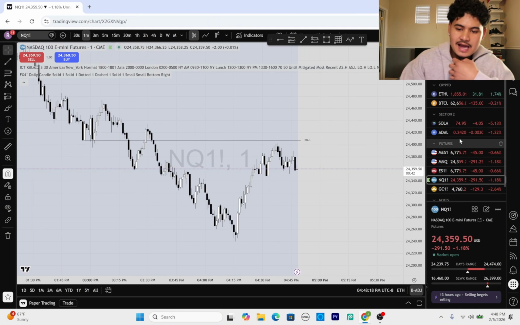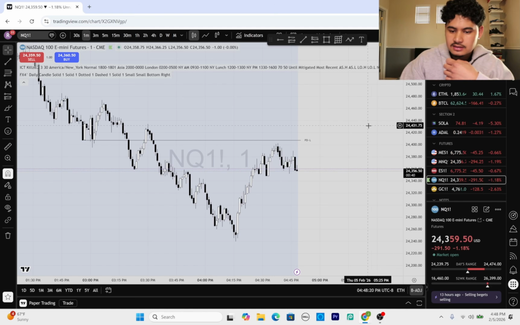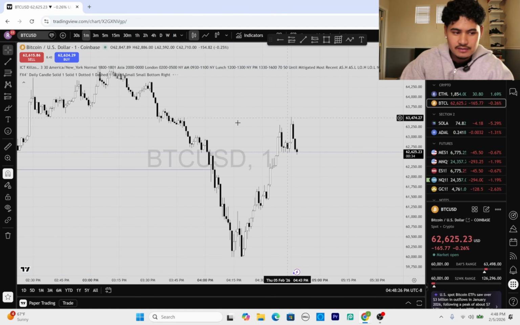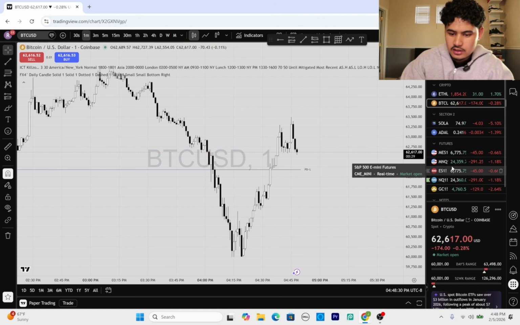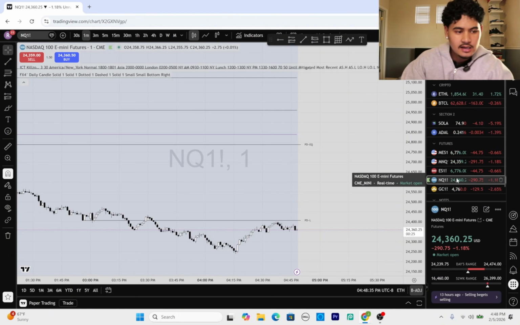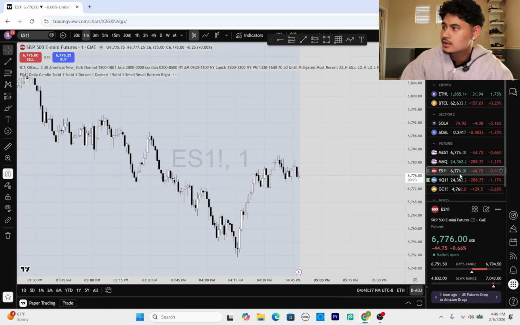You can see that I have all of these indexes, instruments right here. I have Bitcoin right here. You can look at the price of Bitcoin right now. It's at 62K. And then I also have all these other instruments that I can take a look at. I have NQ, which is the NASDAQ. You also have ES right here, which is the S&P 500. Those are the two instruments I like to trade.